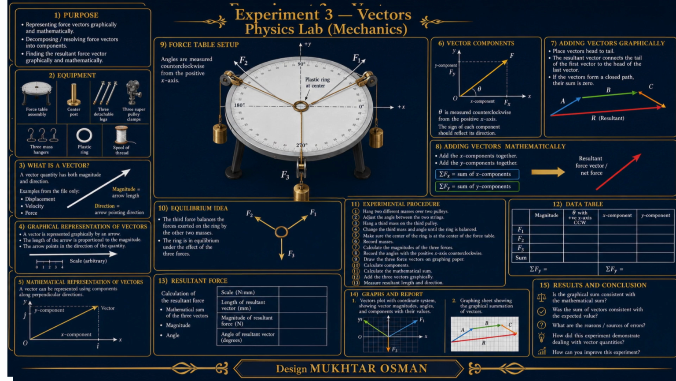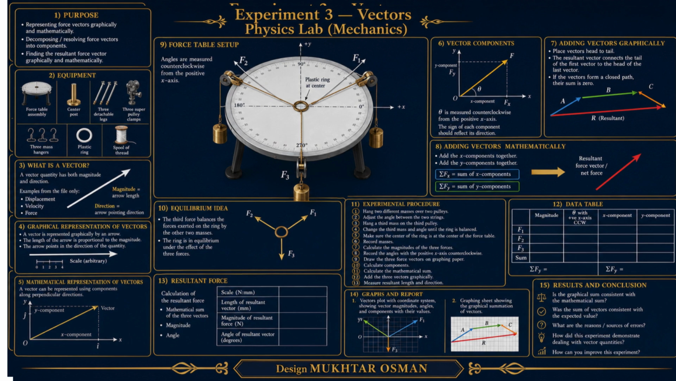After that, the masses are recorded, the magnitudes of the 3 forces are calculated, the angles are measured from the positive x-axis counterclockwise, the 3 force vectors are drawn on graph paper, their components are calculated, the mathematical sum is found, the 3 vectors are added graphically, and the resultant length and direction are measured. The data table records F1, F2, F3, and their sum, including magnitude, angle theta, x component, and y component.